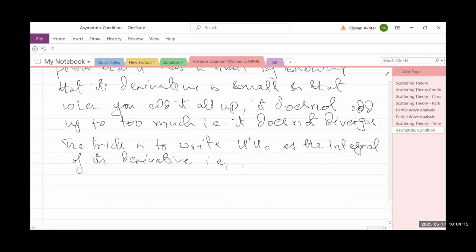So how do we write mathematically what we just talked about? The trick is to write this u dagger of t u naught of t as the integral of its derivative. So the derivative of what? d by dt of u of t dagger u naught of t is equal to, the integral of this quantity would be iota e to the power iota Ht, then we have H minus H naught. So from both, you get an H.